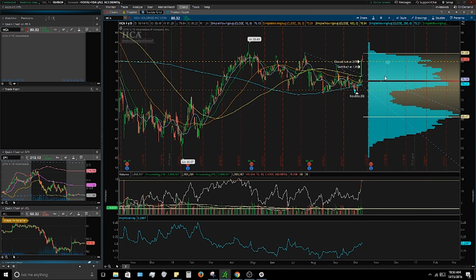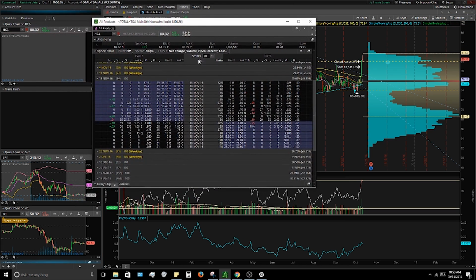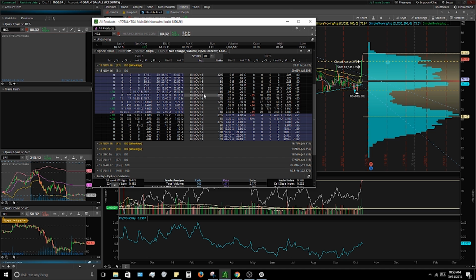Just looking at the chart, I decided to look at the actual options itself. So I'm going to pull up my chain here, drag this down. Obviously, the 80s are in the money right now, so it's total hindsight. These guys bought these at 85 cents, so I'm going to use the 85s as an example right here, and it's pretty much the same price level. So at the time, the guy bought it at 85 cents.